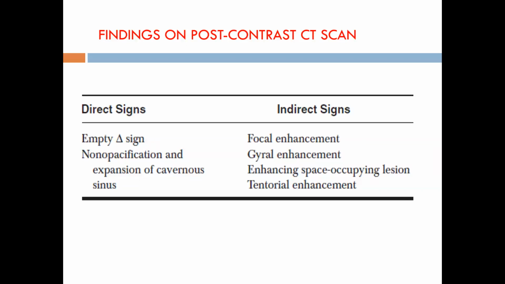After giving the contrast, you can see other findings like the empty delta sign and opacification of the dural sinuses, and other indirect signs like focal enhancement or gyral enhancement. Sometimes it looks like a space occupying lesion due to the hemorrhagic conversion and mass effect. Sometimes it may be misreported as an intracranial space occupying lesion, and sometimes due to the extravasation of blood, that will cause dural sinus or tentorial enhancement. These are also subtle signs you need to look for. Okay, next slide.